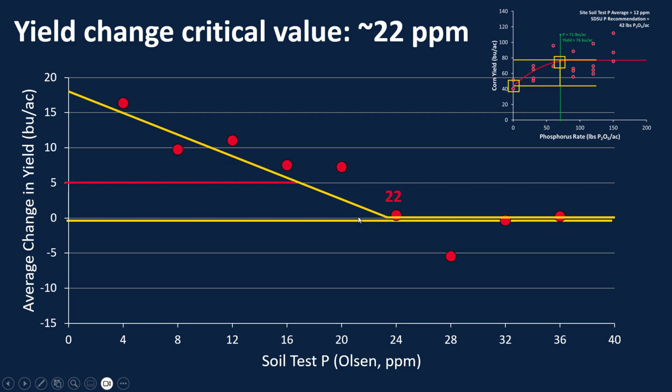But interesting about this, if we kind of go here and do math, we want to see a 5 bushel per acre increase. It's around 16 parts per million where we see it. If you want less, you can go up a little bit more, depending on what your decision making is on your operation.